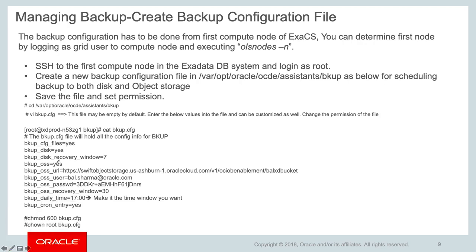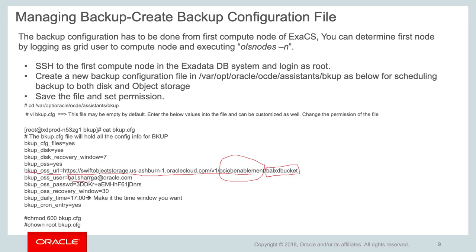Another thing, if you note here, is I have backup_oss_url, and this is the URL of my object storage. This is my tenancy, like the identity domain, and this bucket is the one I have created for holding the backup pieces. So you will have your own OSS URL that you can find in your tenancy, and then you need to have the OSS user.